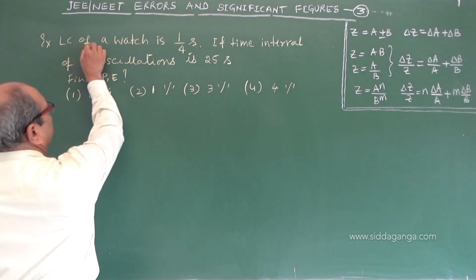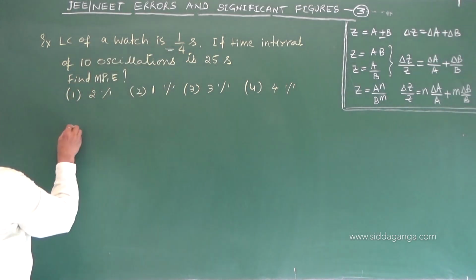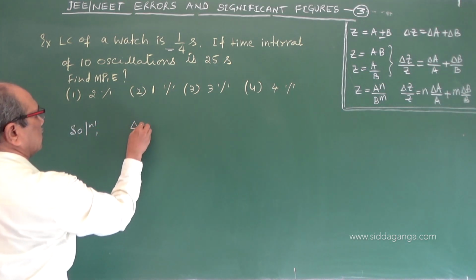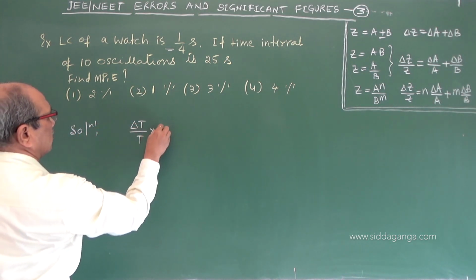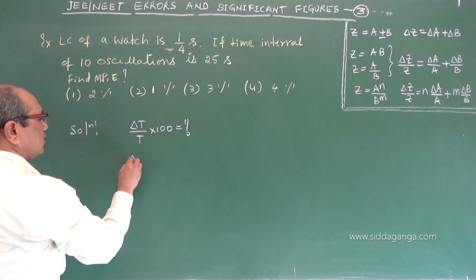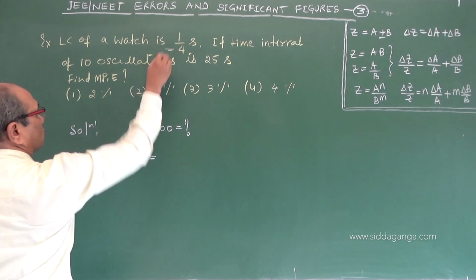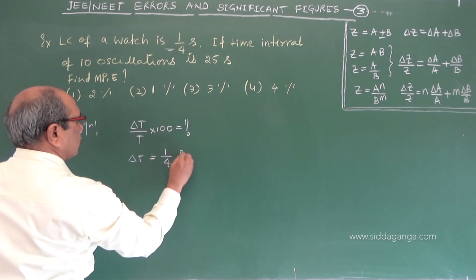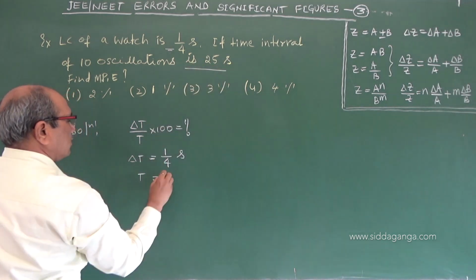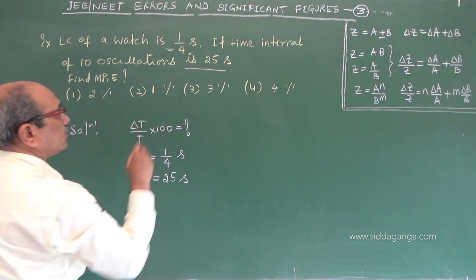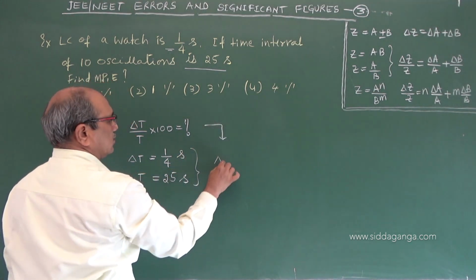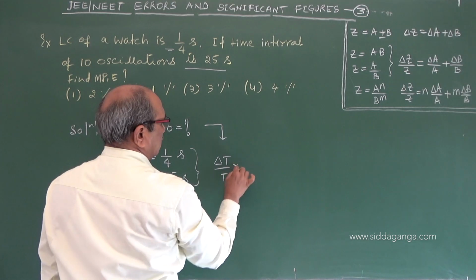So, least count of a watch. In the solution, percentage error means delta T by T into 100 is questioned. What is delta T? It is 1/4 second. What is the time measured? It is 25 seconds. So taking these two, substituting in this delta T by T into 100.